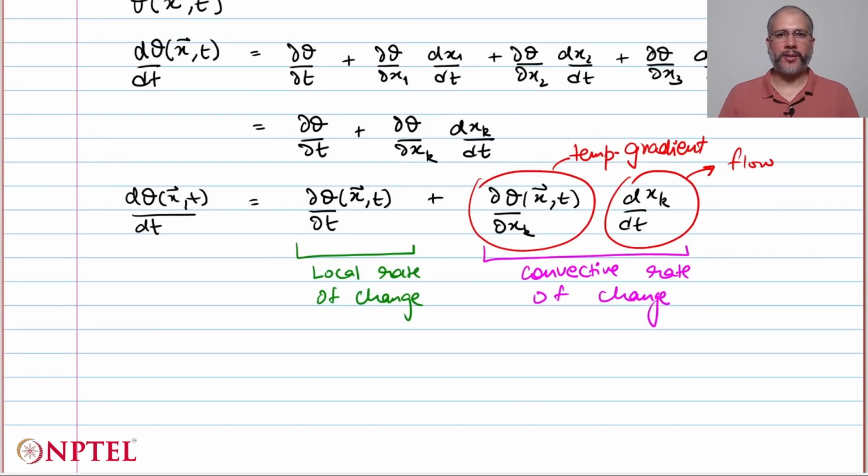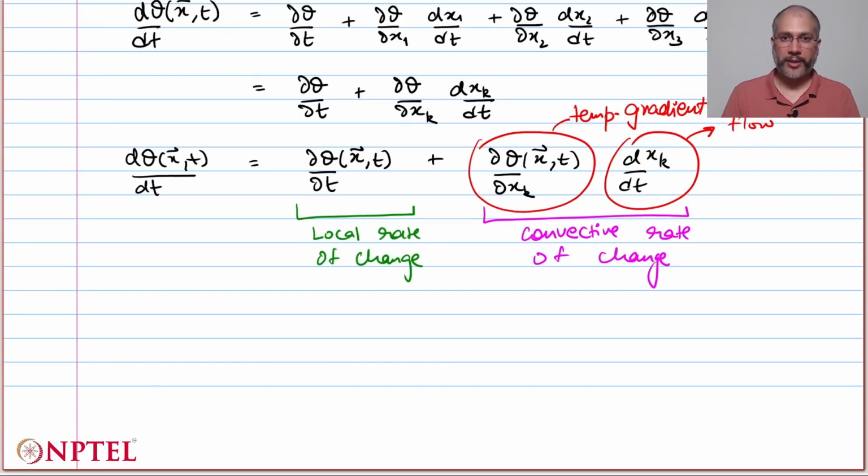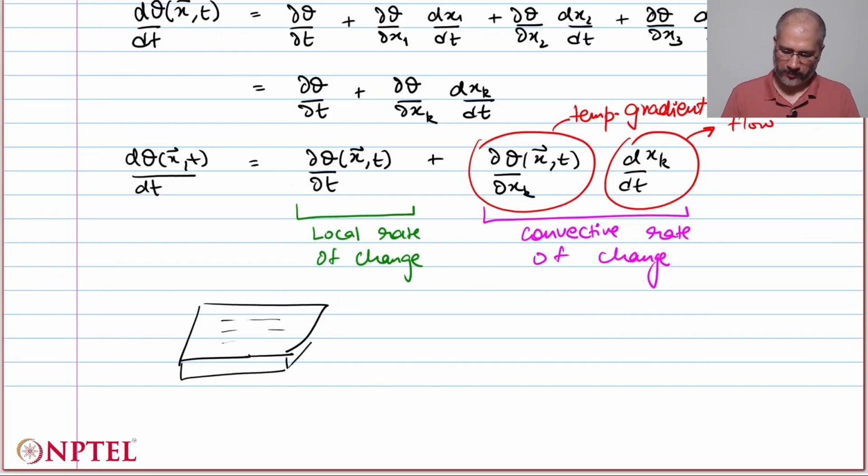So let us understand this from an example. Let us say we have a swimming pool and there's some water in the pool, and there's sun that heats the water in the pool. Now in case A, there's no flow in the pool.